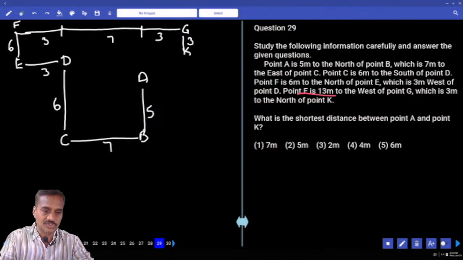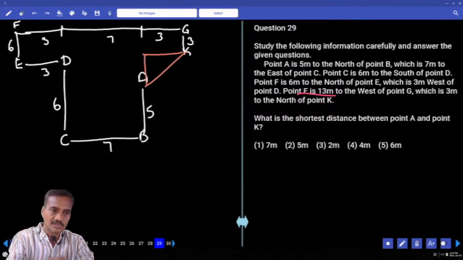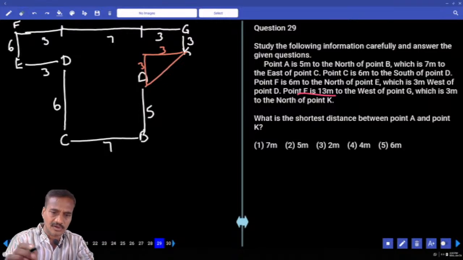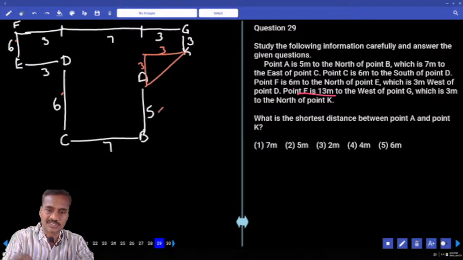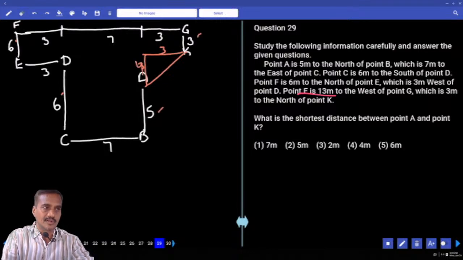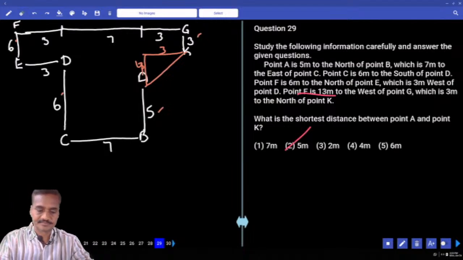Then shortest distance between A and K. Now A, K, shortest distance. A is here, K is here. Now horizontal is 3. Vertical is so much. Out of this, now 6 and 3 completed. Now this is 3. Now 3 and 3. Then out of this total, now 6 plus 6, 12. And how much is covered? 5 plus 3, 8 covered. Remaining will be how much? 4. Clear? Now 4. 3 square plus 4 square, 5 meters, choice 2. Done?